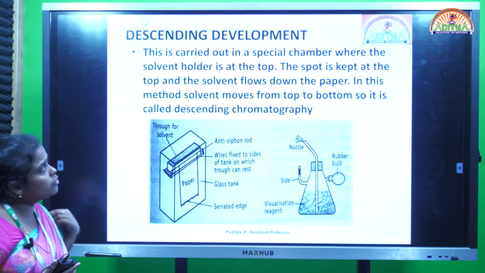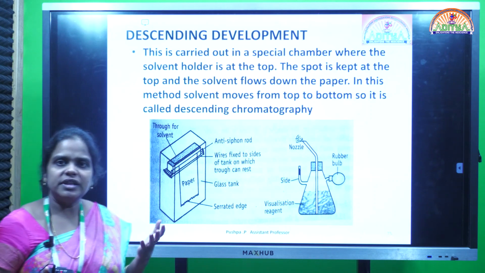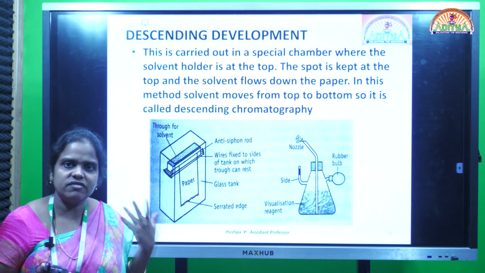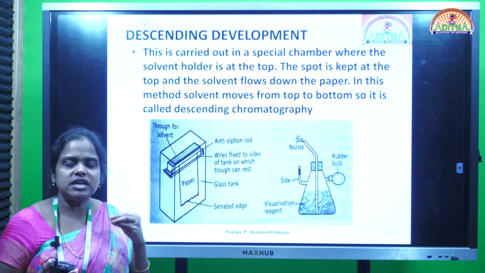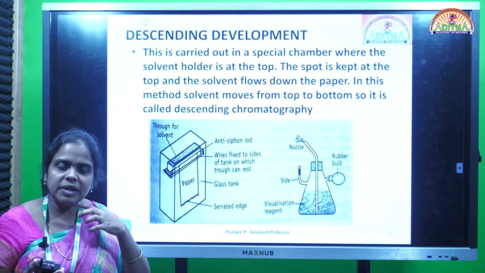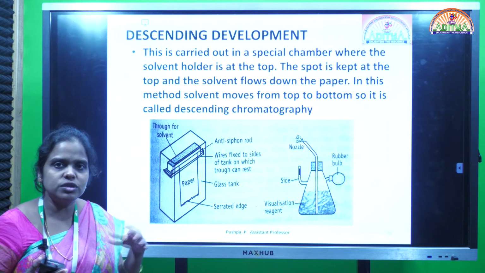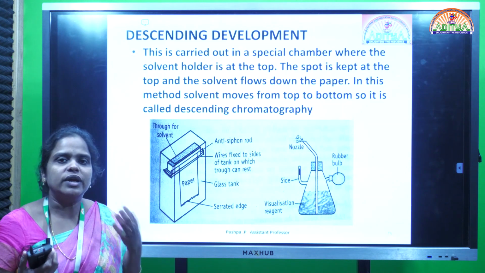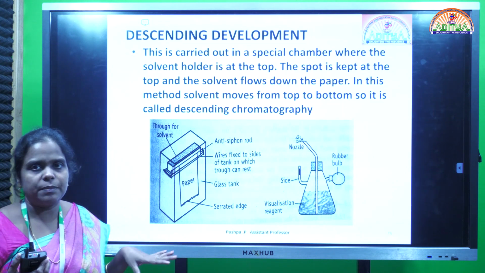Why? What is the need of doing these things? In a sample there will be plenty of components which have different types of structures and functional groups. To know how the separation will happen, to get complete component separation, we will use both ascending and descending, or any other direction also, to get all the components separated well.